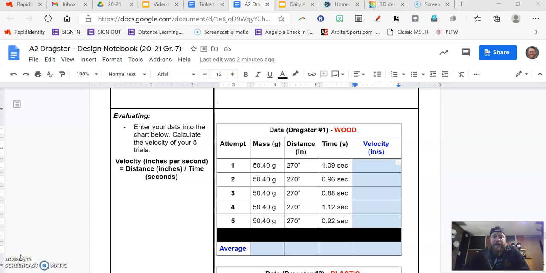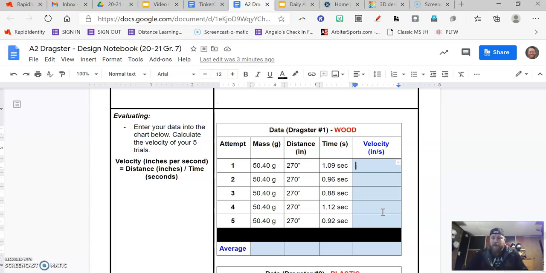Now that you have this data entered into your design notebook, you are going to calculate the velocity for those 5 trials. Okay? Remember, velocity is distance divided by time. So you're going to take 270, you're going to divide it by 1.09, and that will tell you the velocity. Now, this is a difficult math problem to do, so I would suggest you use a calculator. You've got calculators on your Chromebook, you have calculators on your phones, and a lot of you just have calculators as well, like real calculators. So go ahead and type in 270 divided by 1.09.